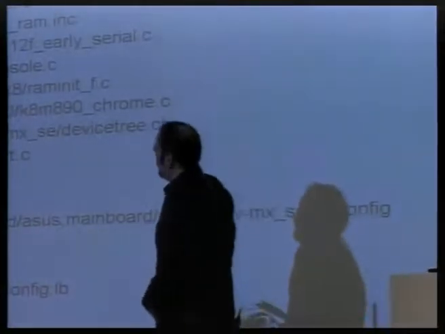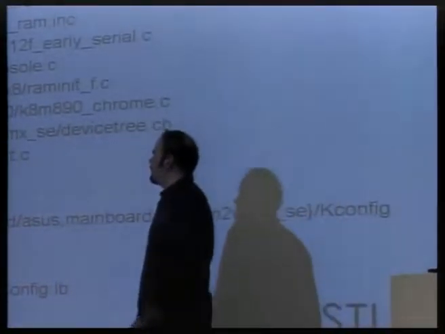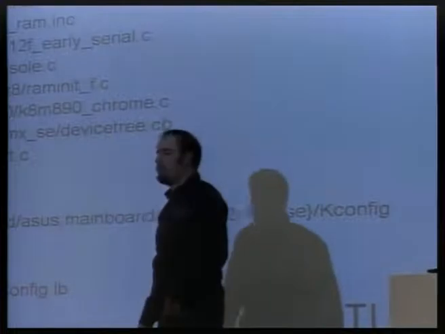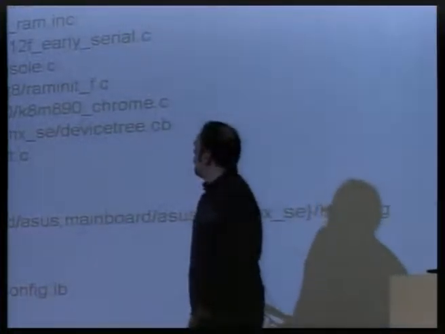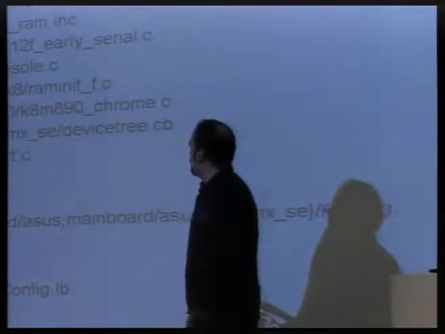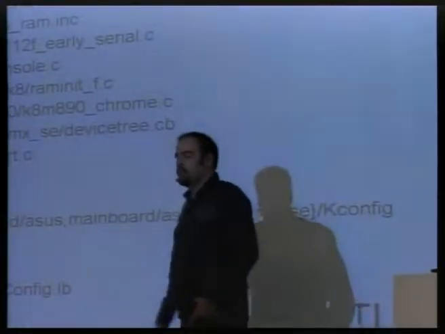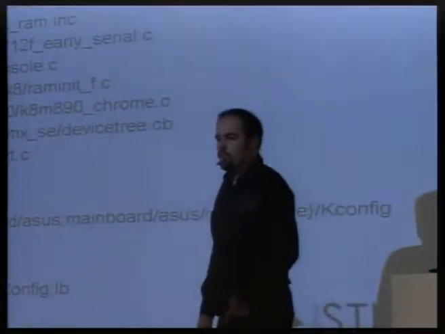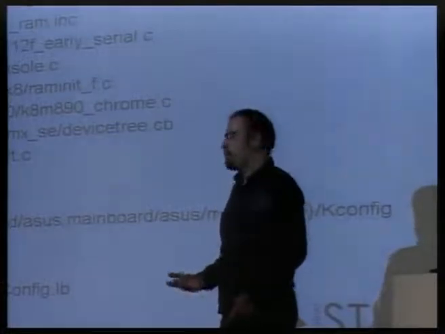The order in which this Southbridge Chrome file and other files and also the RAM initialization is executed, that's controlled by this Devicetree .cb for coreboot file, which describes the mainboard, what components are on there, how are they connected.